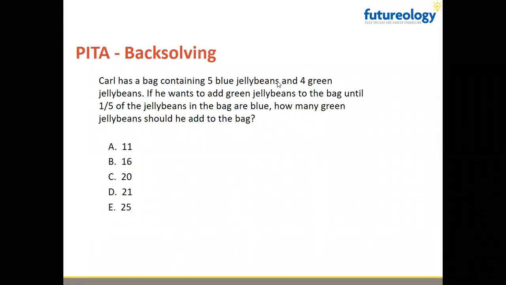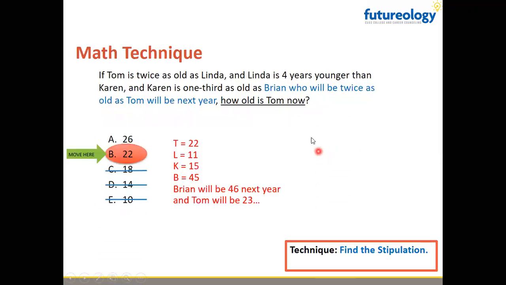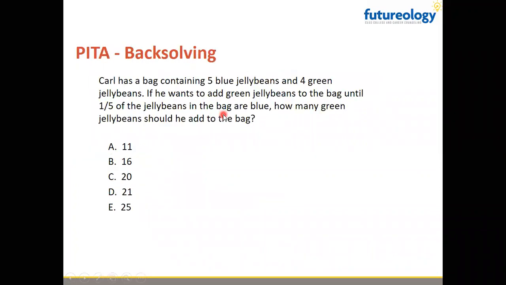Oh, Alani, the stipulation is just the requirement. So let me go back. You see this in blue? The requirement is going to be in the problem. That's going to tell us we have the right answer. Remember, we're going backwards. So in order to find the right answer, there's always going to be a requirement in that. So that's the stipulation. So this one was Brian, who will be twice as old as Tom will be next year.